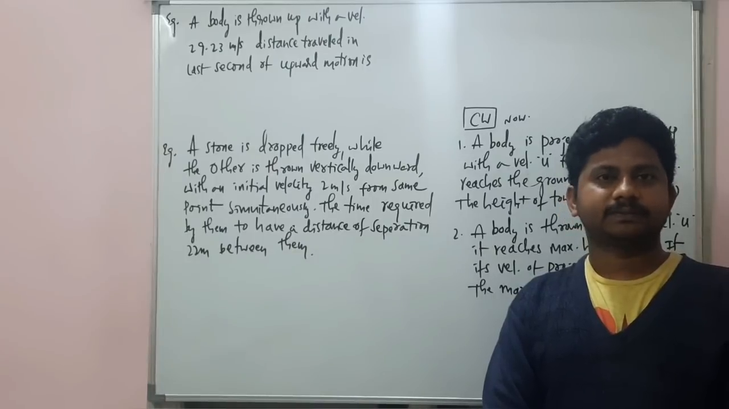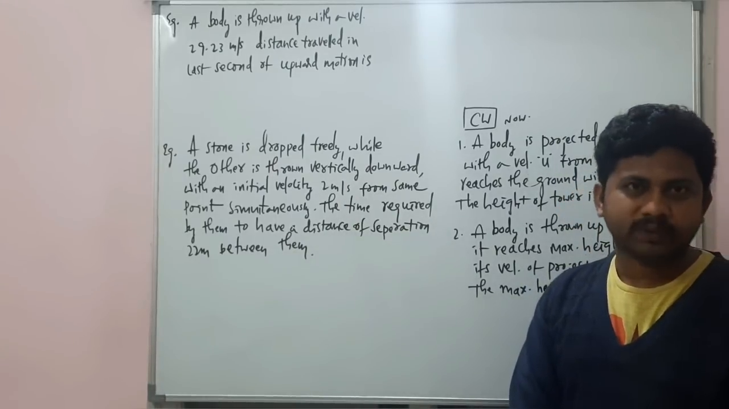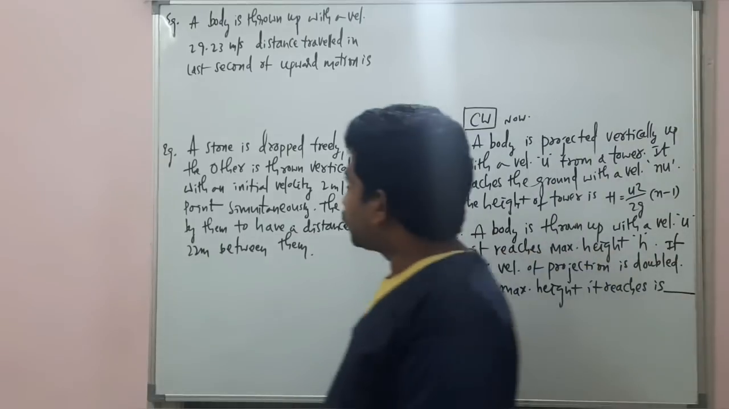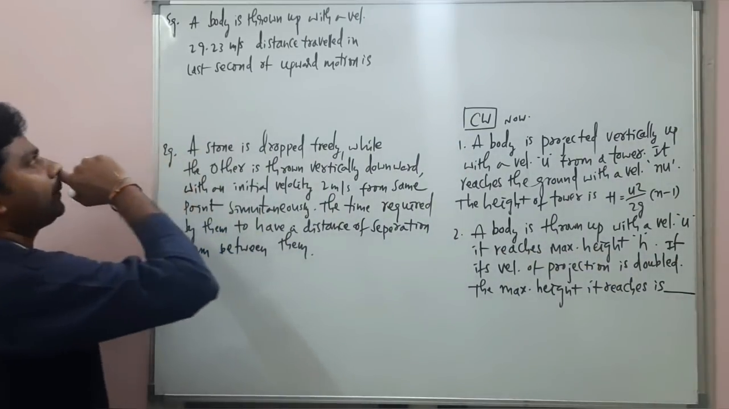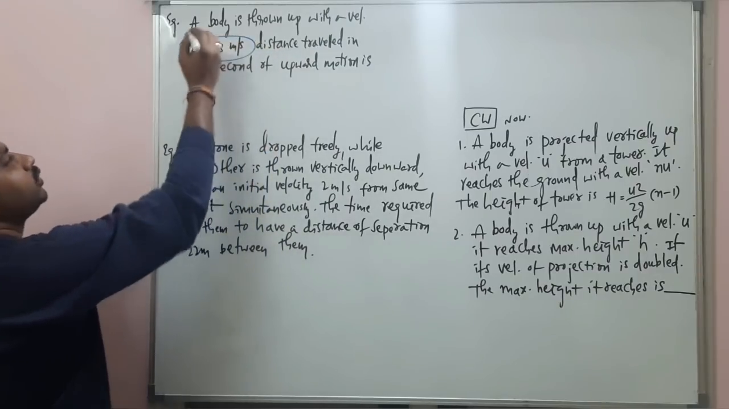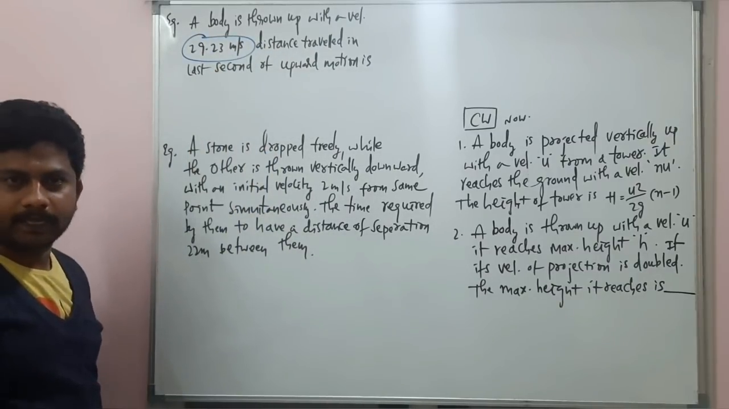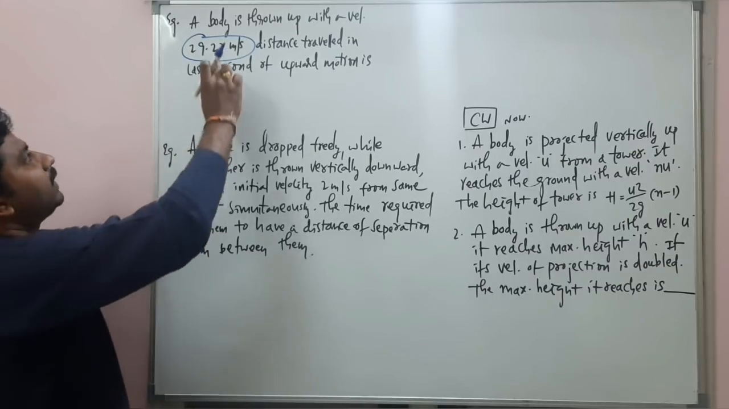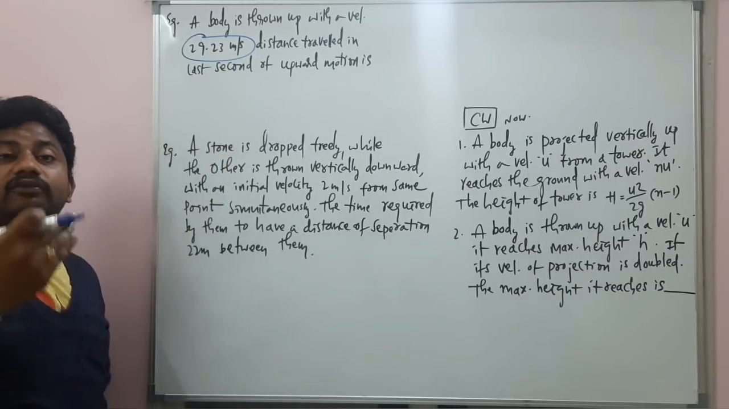Well, my dear students, let's have a look at the numericals here. Number 1. A body is thrown up with a velocity of 29.23 meters per second. Do not get confused by looking at the expression. Do not even get afraid.